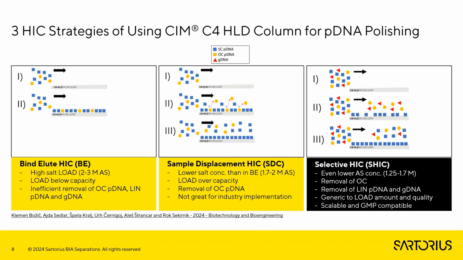So we actually separate them from the target molecule already during the loading phase. We do not even bind them to the column. Importantly, the approach is generic to the amount of load, so it doesn't matter if you underload or overload the column, the eluted plasmid will be of the same purity. It's generic to the load of impurities, so it does not matter how much unwanted species there are, and it's easily scalable. Let's see some examples of its use.